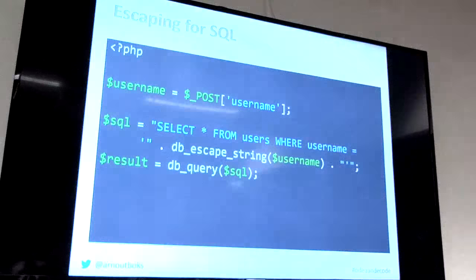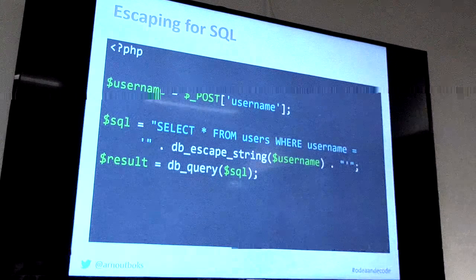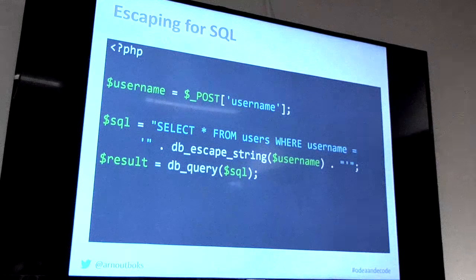Right. We have some script which accepts some data from a form or something, posted to that script, and it executes an SQL query on the database. So the user submits a username, and we select all the data from the users table in the database where the username matches the value we send. And here we put the db escape string function because we learned we should escape this input data coming from the user. Why do we do this?